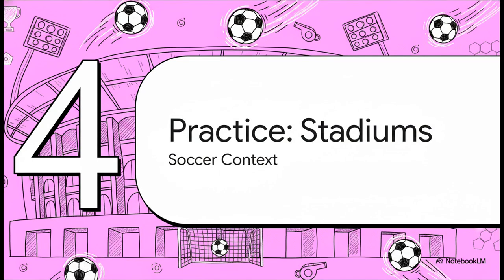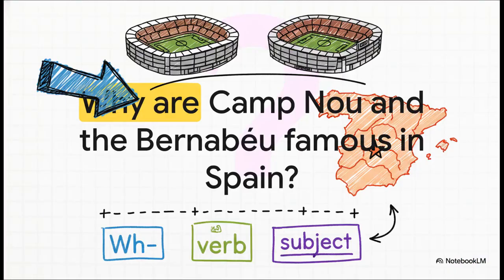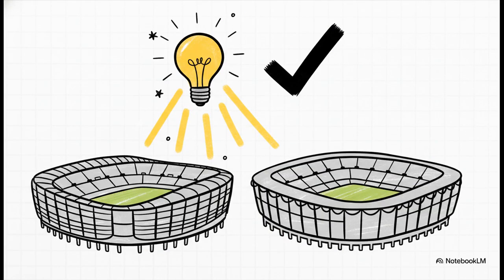All right, time for some practice. Soccer stadiums. Check out this real-world question. Why are Camp Nou and the Bernabeu famous in Spain? Can you spot the different parts of our formula? We kick off with our WH word. Why? Because we're looking for a reason. Then our verb, are. And look at this huge compound subject, Camp Nou and the Bernabeu. See? The subject can totally be long, but our core structure holds up perfectly. And here's the payoff. They are soccer stadiums for Barcelona and Real Madrid. Because the question so brilliantly uses the word why, the answer serves up the exact reason for their fame. The structure guided us right to the information we wanted.